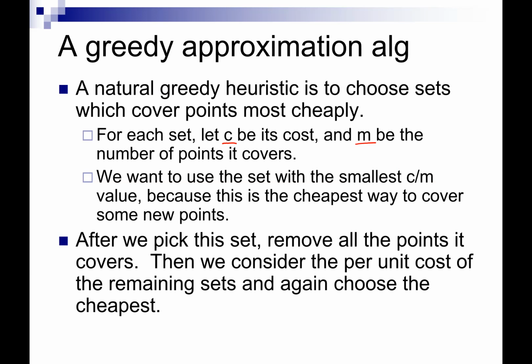The algorithm picks that set, and then it removes all of the points that the set covers. That leaves us with some remaining points and also some remaining sets. Out of these remaining sets and remaining points, we again pick the set that can cover the remaining points in the cheapest way possible.